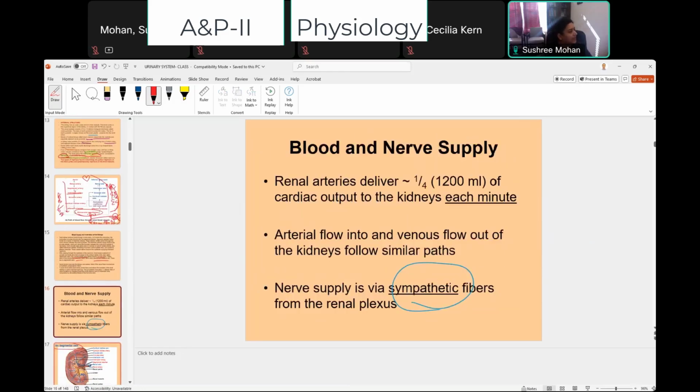Blood and nerve supply: renal arteries deliver around 1200 milliliters of cardiac output to the kidneys each minute. So it works round the clock. And arterial flow into and venous flow out follows a similar path. I showed you the path by way of the arrows. And nerve supply is by sympathetic fibers from the renal plexus.